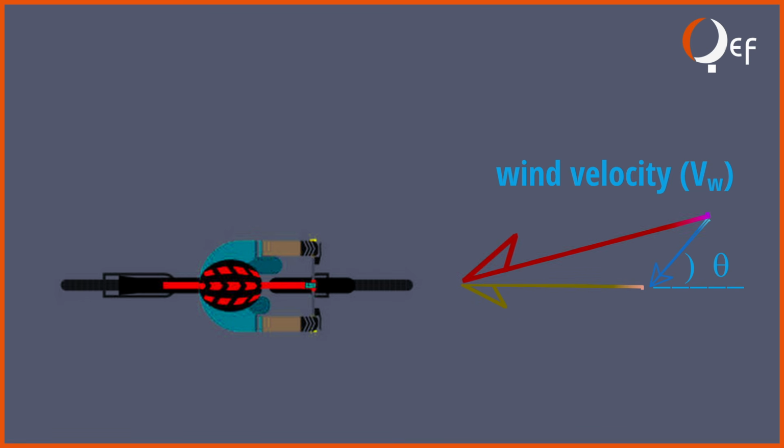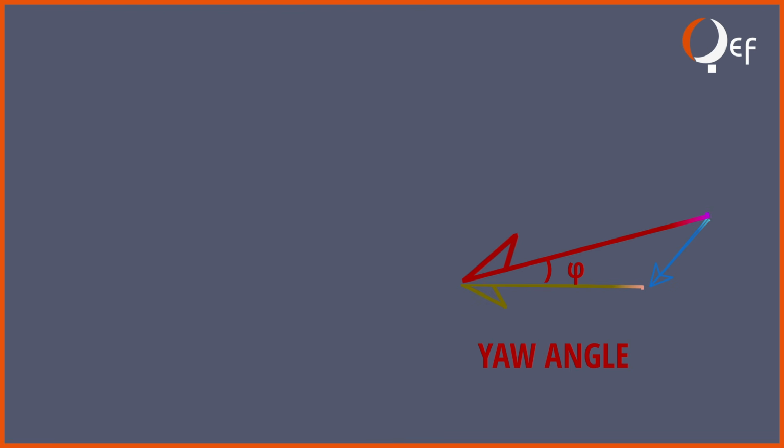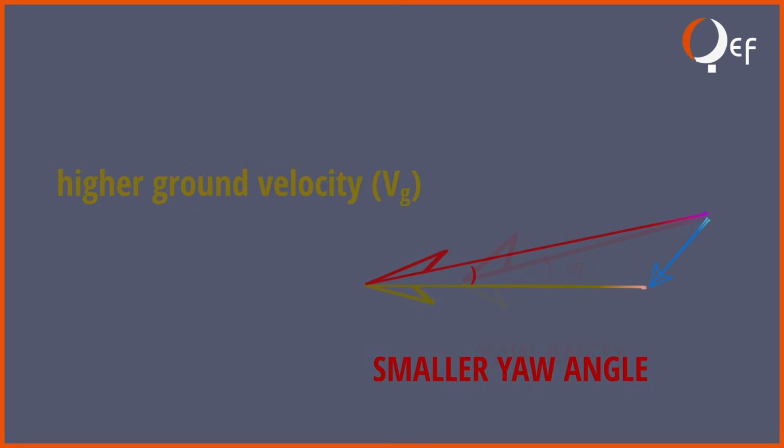The cyclist faces a combined wind, Vr, inclined at phi, known as the yaw angle in aerodynamics. The yaw angle decreases as the cyclist's velocity increases. This relationship is shown in the sketch. With the same external wind, higher cycling speeds lead to smaller yaw angles. This is a top view of the disc rotor.